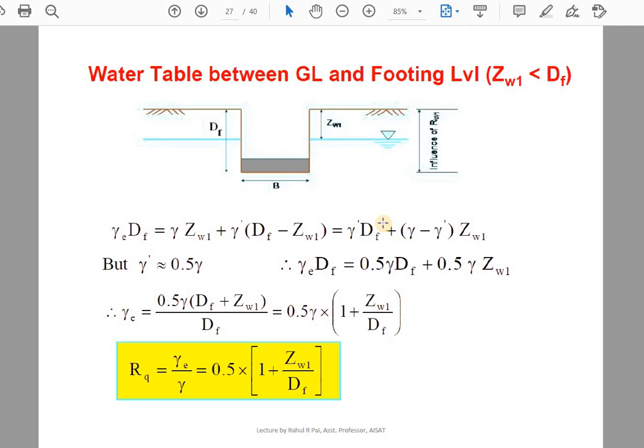So you have to apply 0.5 for the second term, or you can use the gamma dash, that is, either the submerged weight or multiply it with 0.5. I will recommend you to always multiply it with 0.5 and use the gamma of that particular soil. That will be easier, otherwise you will be confused.